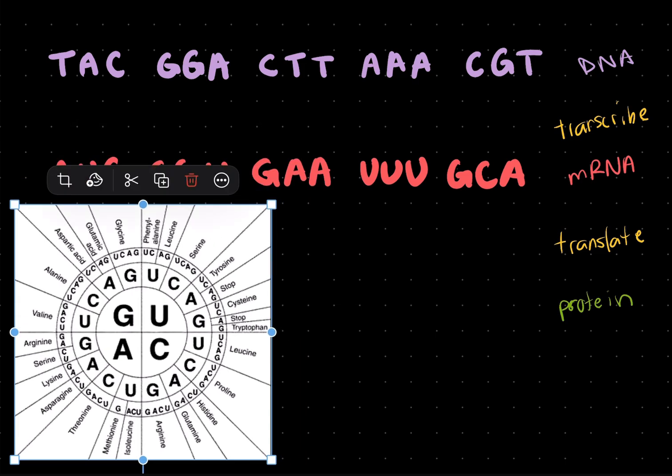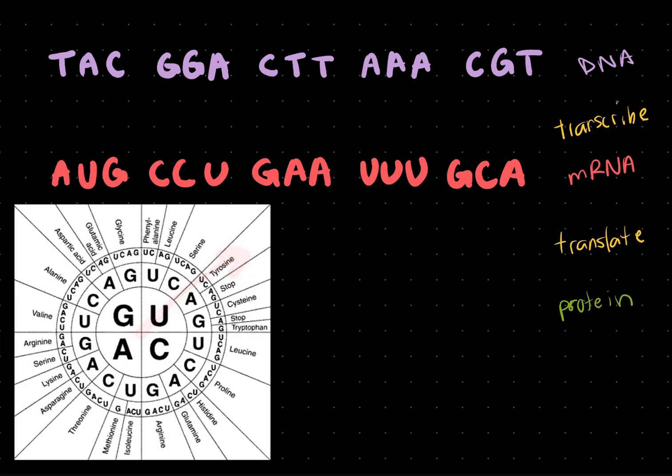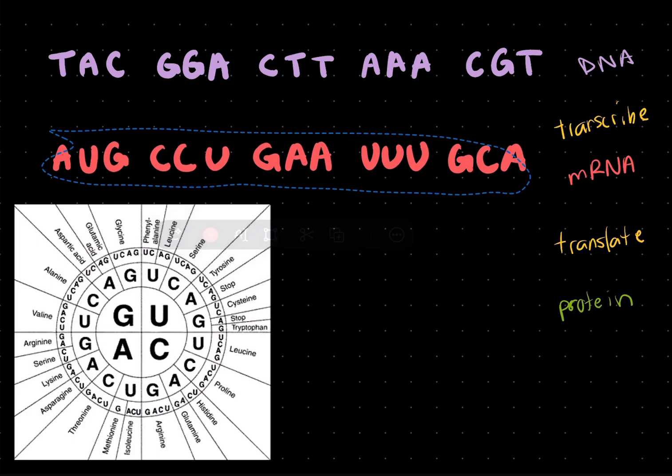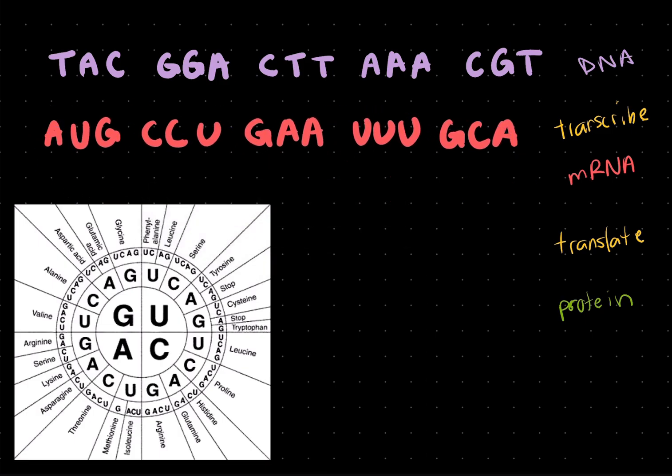This is a codon chart. Remember, we read this from the inside out. And each of these letters on the mRNA is read in sets of 3. These sets of 3 are called codons. And so that is why this is called a codon chart. And so let's translate our mRNA into our protein.